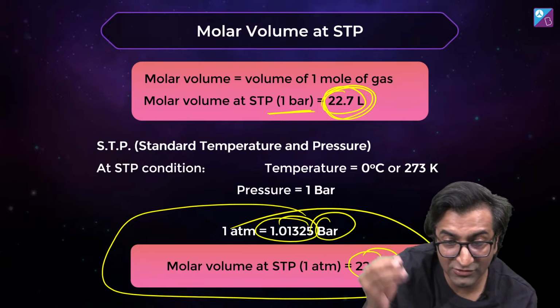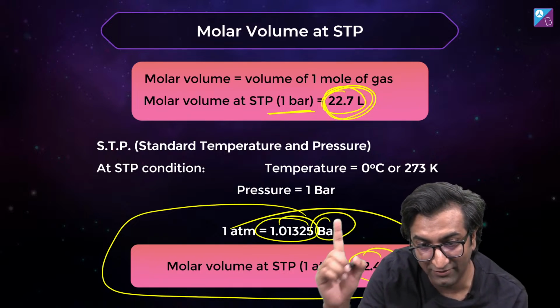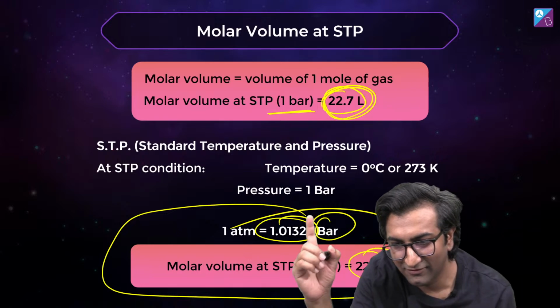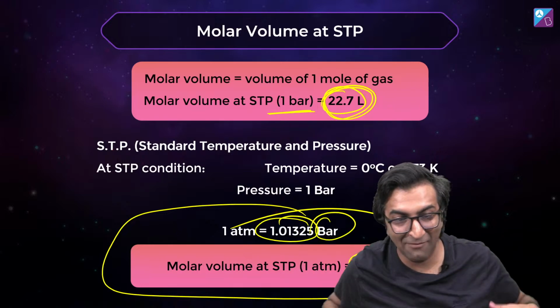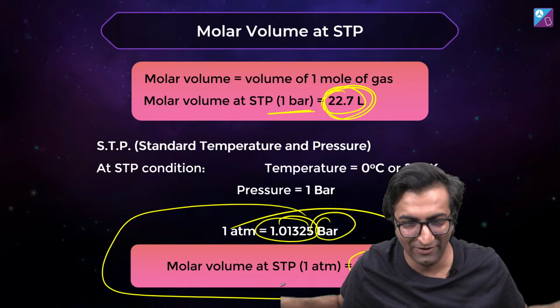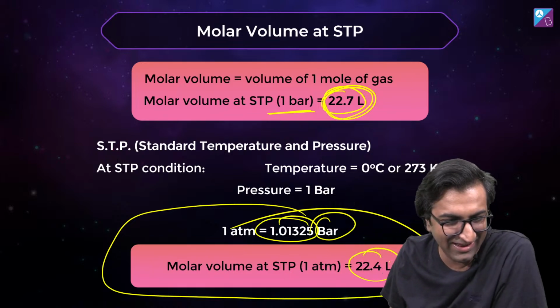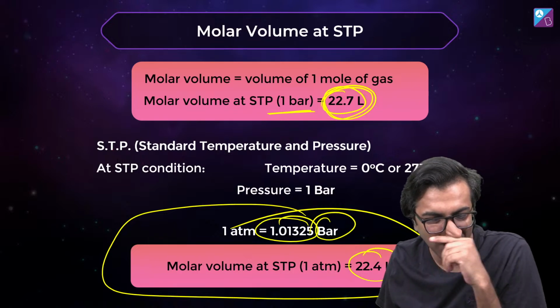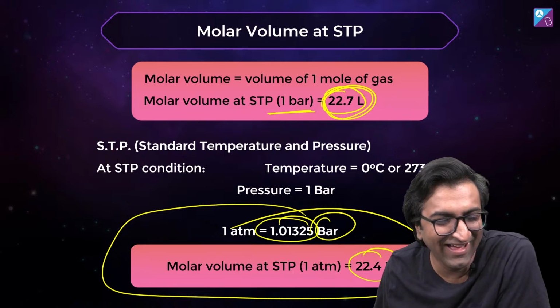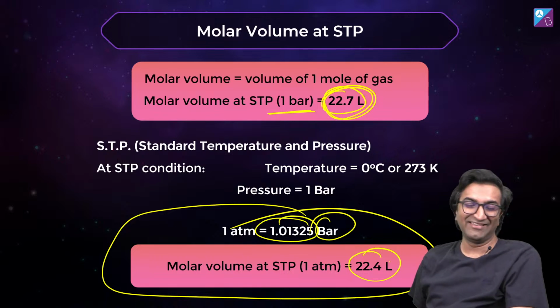STP is 22.7. I am awake, but I'm not watching a session. I'm not actively awake. 22.7. Snigdha, what are you doing here? Good to see you. Good evening. You wrote Avogadro.